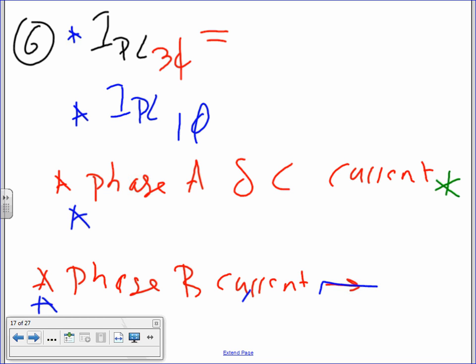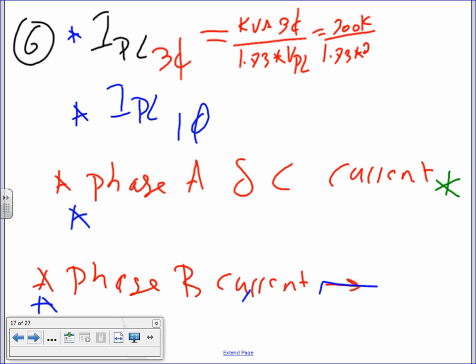So this one will be kVA three phase divided by 1.73 times V primary line. Okay, let's do that. That would be 300K divided by 1.73 times 2400. Ladies and gentlemen, that'll get you 72.3 amps.